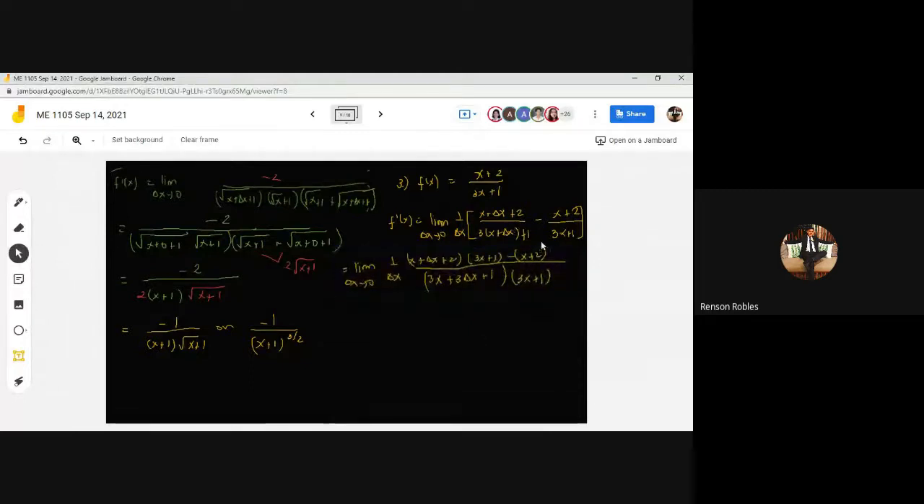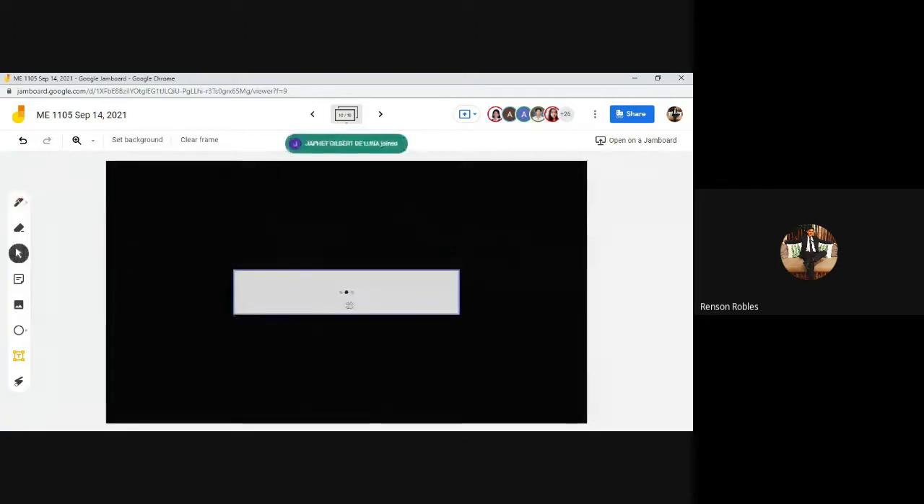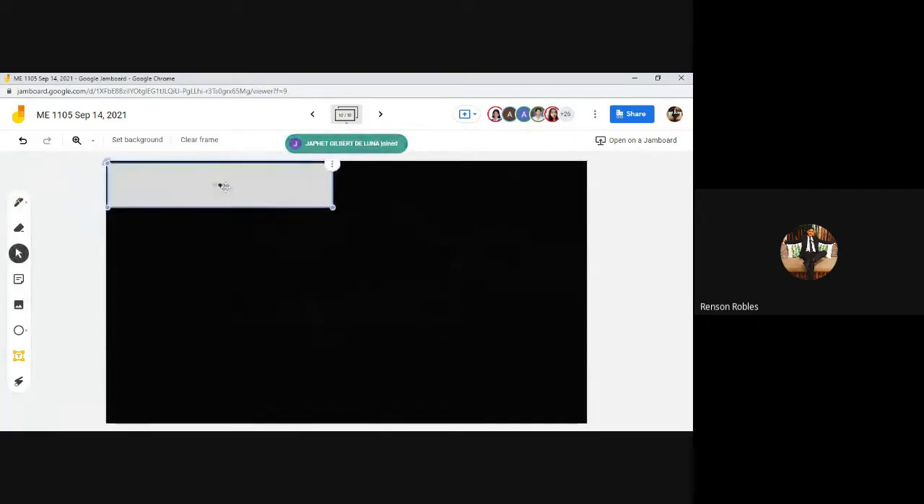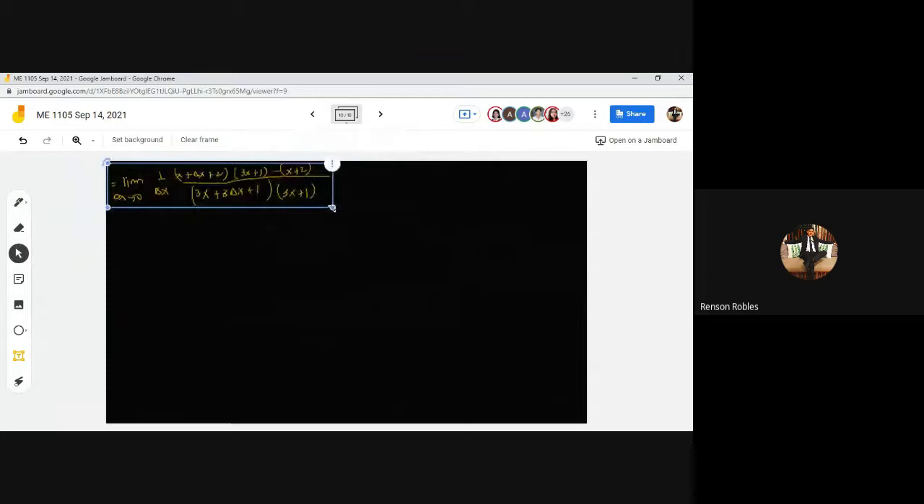Times 3x plus 3 delta x plus 1, 3x plus 3 delta x plus 1. Okay? And then, I will change my frame because it doesn't fit there. I'm on frame number 10. We have times 3x plus 3 delta x plus 1.